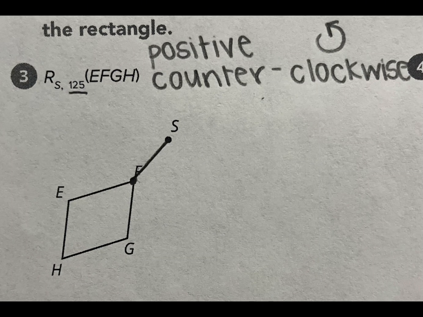The next thing you have to do is draw a line connecting our point to another point on our figure. So I connected S to F. It doesn't matter which one you connect it to. You could have done S to G, but in this case, I just connected S to F.